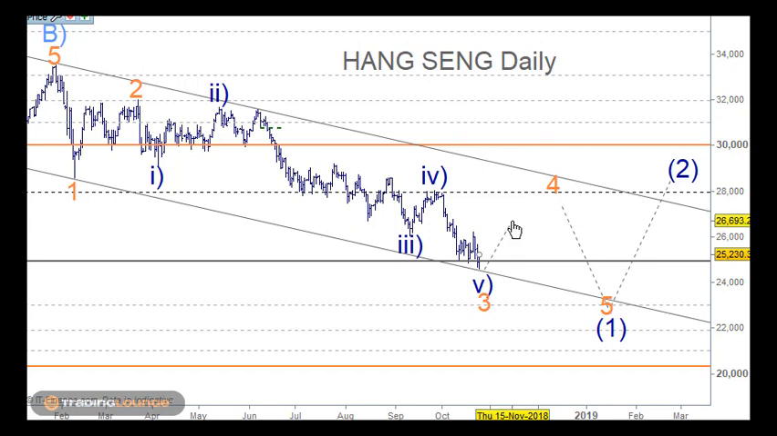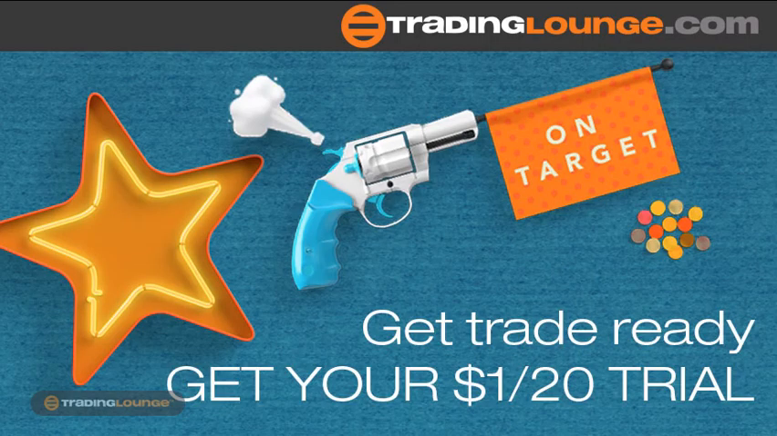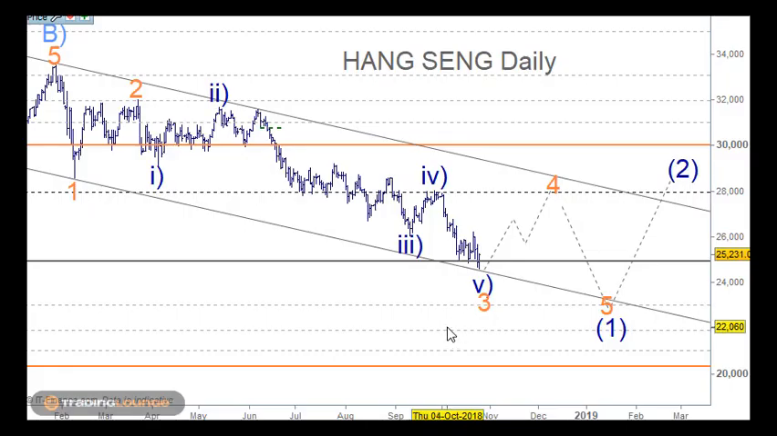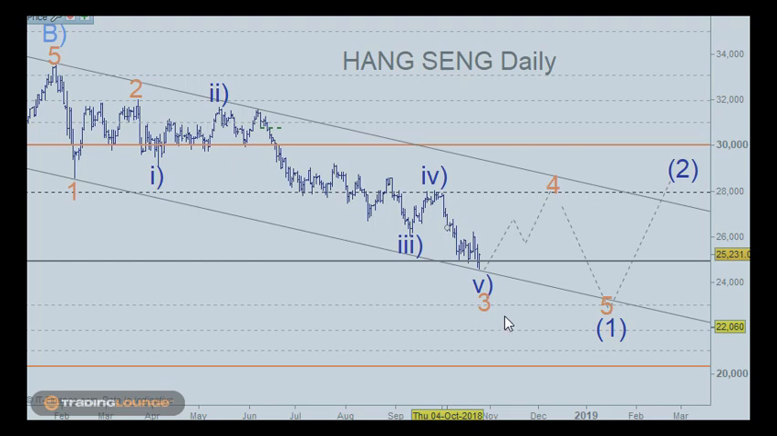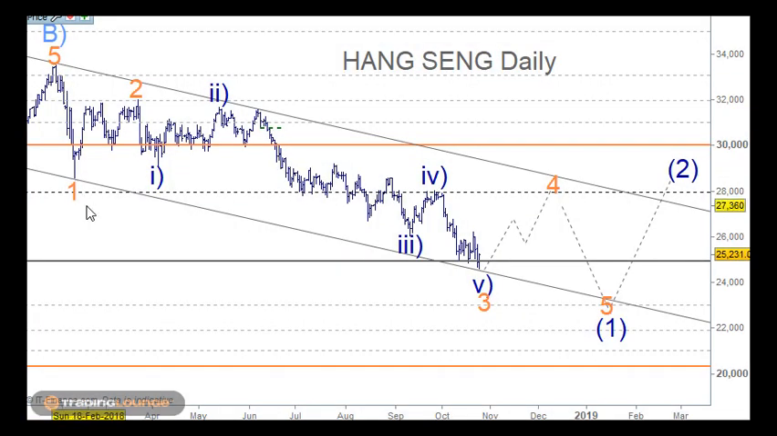26,650 in here somewhere. That's good enough. And we'll be looking up higher here to the 28,000. So that's where we're looking for that. It's possible that the move down here can be corrective as an A, B, and C wave to this point here, but I'll just leave it as wave 3 for the time being, because either way we'll be looking for a move up from here.